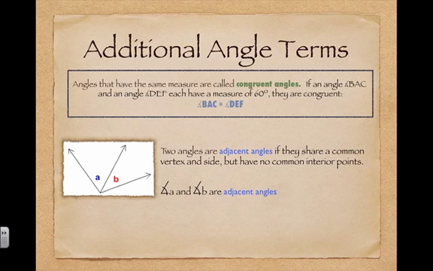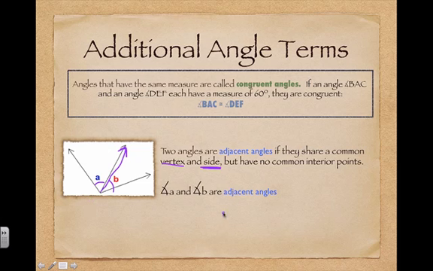Next are adjacent angles. So if two angles are adjacent, that means they share a common vertex and side. So they would have both the same vertex in common as well as a side in common. So we see here angle A, which is right here, and angle B, which is right here, they both share this side right here. I'm sorry, that line was a little bit squiggly. They share that same exact side, so they are adjacent angles.